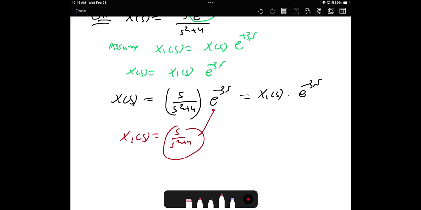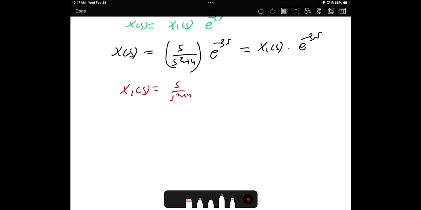That's the point, because we need polynomials in the denominator and numerator. If we have an exponential, this will create a problem. So in order to solve this problem, we made this assumption, and let's do it for this function. After that, we will multiply by e power negative 3s. So how do we do the partial fraction of X1 of s? Look at the denominator. This one is strictly proper, so it is good.